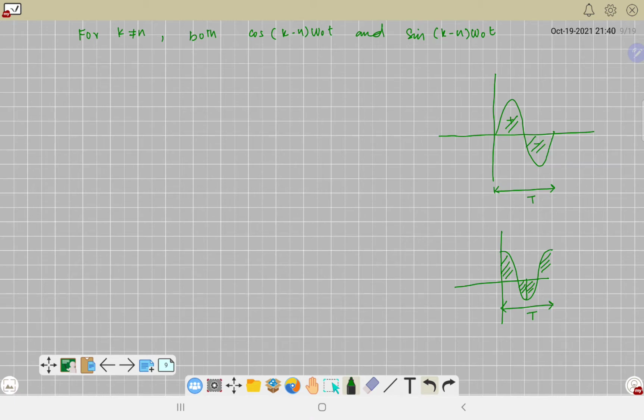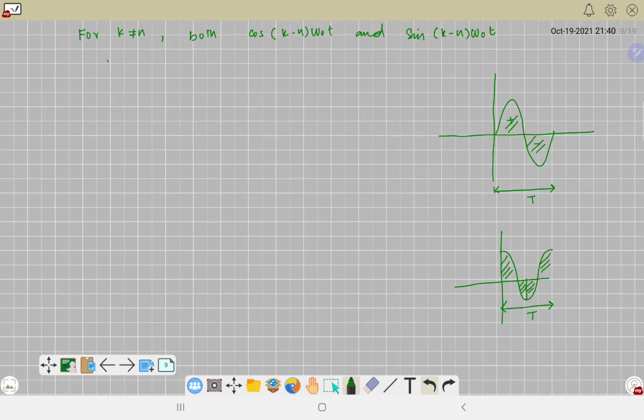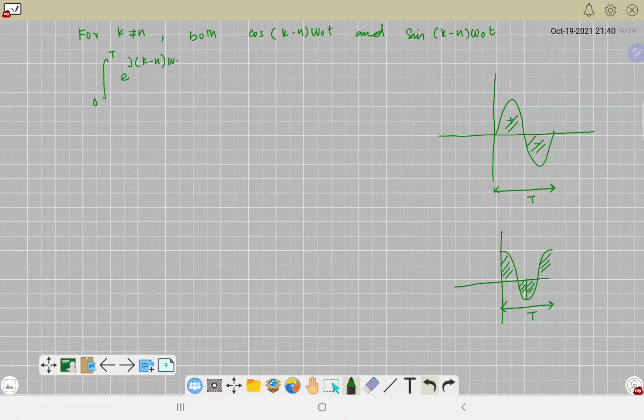So this means that if k is not equivalent to n, then your integral is this is also equivalent to 0, this is also equivalent to 0. So your integral for k not equivalent to n, if you're integrating e raised to the power j (k minus n) omega naught t dt, this will be equivalent to 0, right? Because you're integrating over one period.